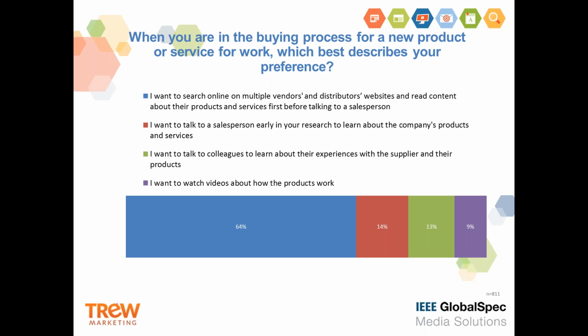And you can see, some of the key points here about why do they do this? I want to look online. I want to compare things. I want to read content about products and services. I want to compare before I talk to a salesperson. And then I want to look to my peers, right? Peer insight is not to be underestimated with regard to the engineering community. And of course, and this does not surprise me, I want to watch videos about how the products work. It's a very common behavior.